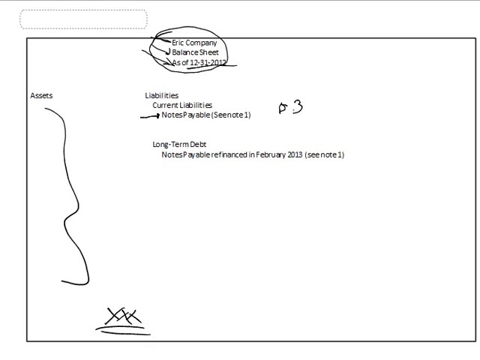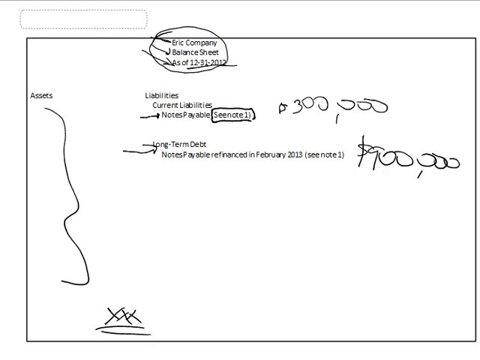The amount that I'm going to have as current liabilities is actually $300,000. And then I'm going to classify under the long-term debt $900,000, and I'm going to have a reference to a note so that the users of the financial statement know what's going on. Look what I named the long-term debt. I said notes payable refinanced in February of 2013, and they're looking at this and saying, well, it's 2012. Oh yeah, okay. I've got to look at the note and see something happened here.